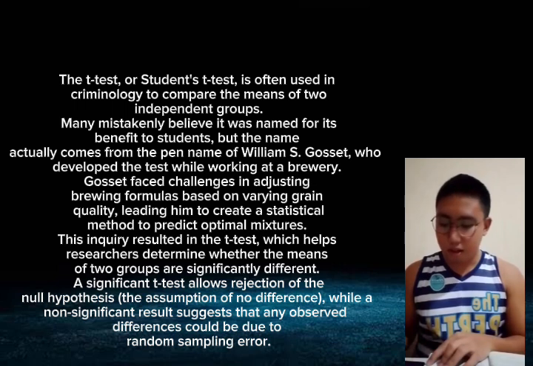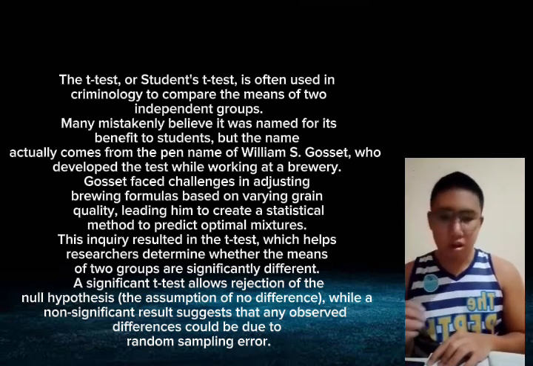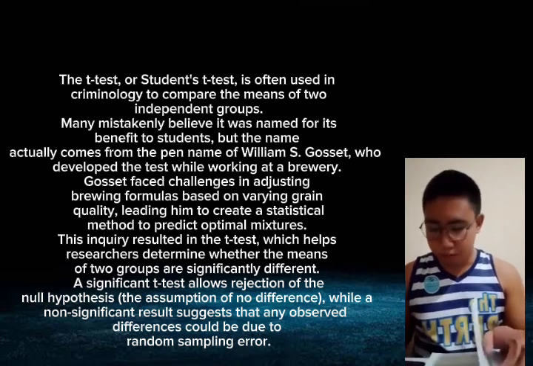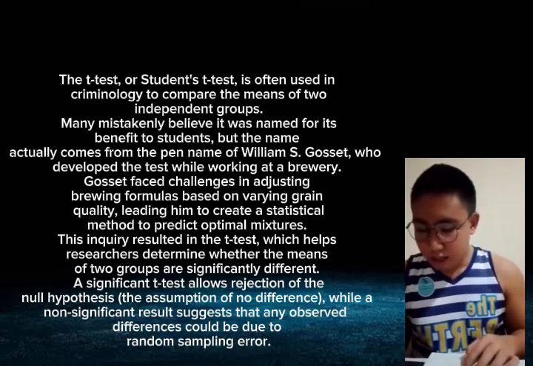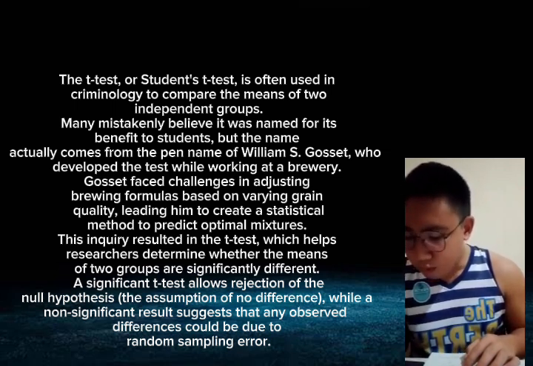In the t-test, we compare the means or the averages between two independent groups or two separate groups. Many mistakenly believe it was named for its benefit to the students, but the name actually comes from the pen name of William S. Gosset.